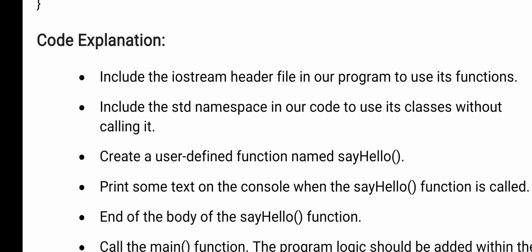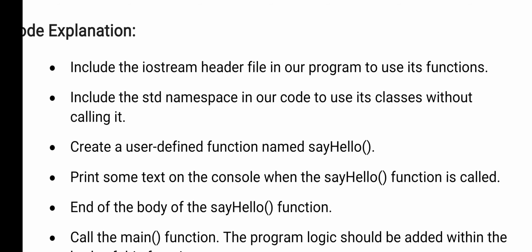Explanation of the above code. Once you see, the iostream header file is included in our program to use its functions. So we are including the iostream header file because I want to use the functions which are available in that header file. Next, I am including the std namespace to use the classes without qualifying them. In the std namespace we have a number of classes, and we are using those classes without declaring them. Once you have declared std, whatever classes are available in it, you can use all of them.